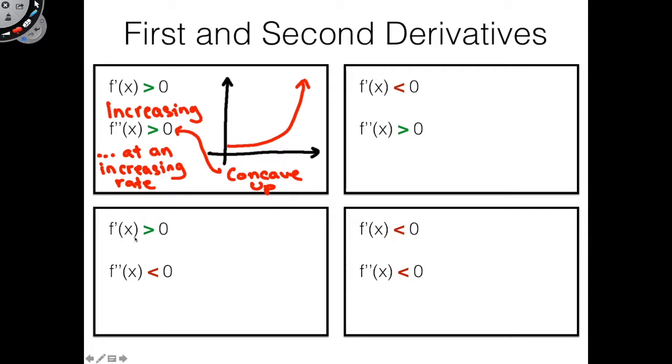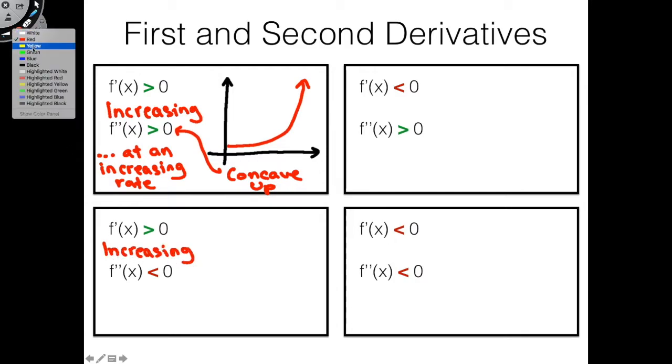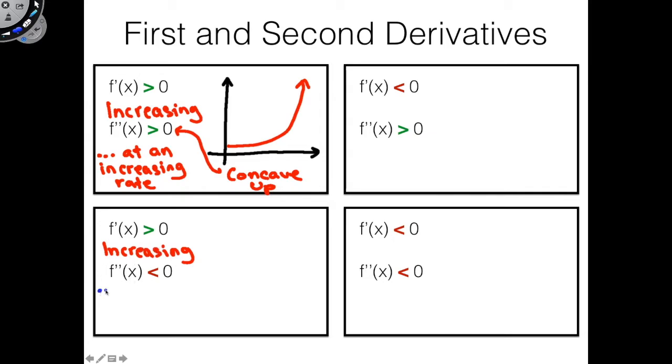Now let's look down here. The first derivative is again greater than 0, so we say that this function is increasing. Now the second derivative is less than 0 this time. So what this tells us is that we're increasing, but our rate of increase is decreasing, if you know what I mean. The function is still getting bigger and bigger, but it's not increasing as fast as it should be. So we're increasing at a decreasing rate.